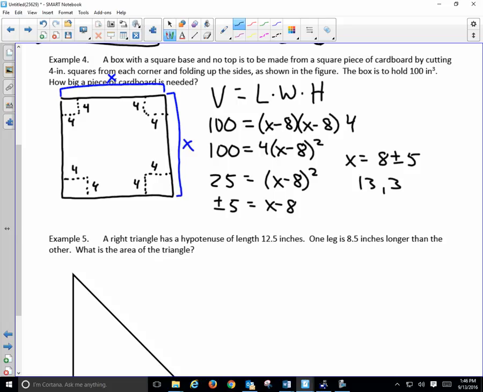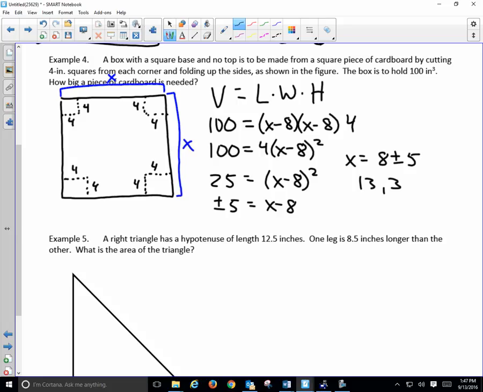Check. So check. What do I got? What are you thinking? Somebody laugh. Do they both work? Let's check. 13. If you take 13, you subtract 4 off of each side. That'll leave 13 minus 4, which will give you 5. If this was 3, you would subtract 4 and 4 and get negative 5. Does that work? Can you have a dimension of negative 5?